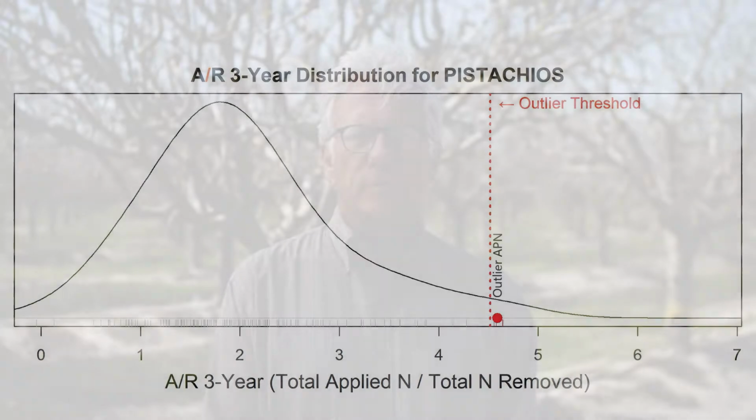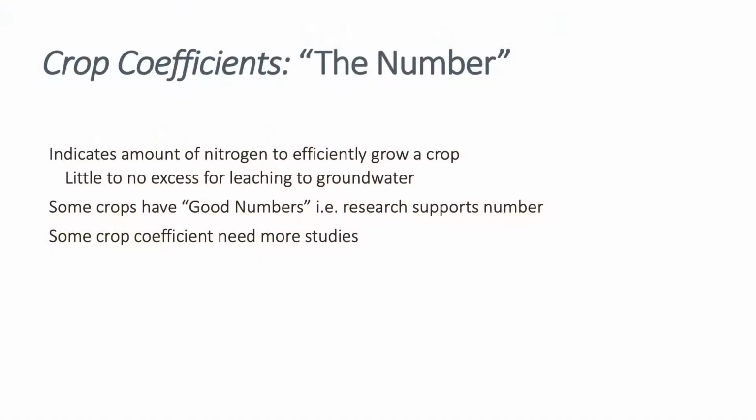So what we use to determine an outlier parcel is an average of 3 years of applications of nitrogen compared to that removed component. The crop nitrogen coefficient is what we call the number. This is a very important indicator of the amount of nitrogen that is removed in yield that is harvested from a field. So the ideal is having little to no excess nitrogen left in the field that might potentially leach to groundwater. And some crops have good numbers, other crops not so good.